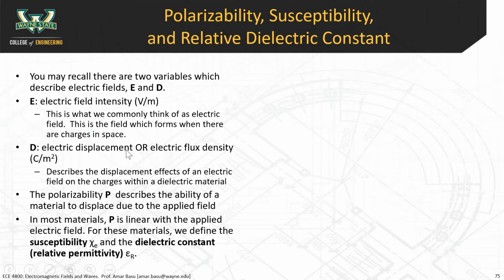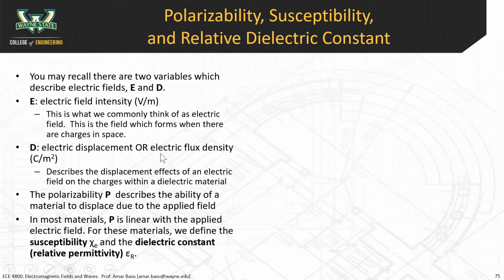And this displacement becomes very important now. We just mentioned that a couple of slides ago. So before this, when we've been doing all our homework problems on electric fields and things like that, we've been talking about E, which is the electric field intensity, and the units for that is volts per meter. This is what we commonly think of as the electric field, and this is the field that forms when there are charges in space. You get electric field pointing from positive charges to negative charges.